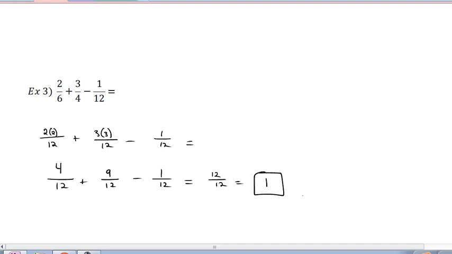Hopefully this brief demonstration will help you if you're struggling with the homework tonight. We will be working on fraction multiplication and division tomorrow, so we'll have the chance to expand on this video.